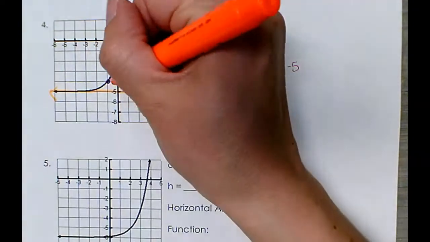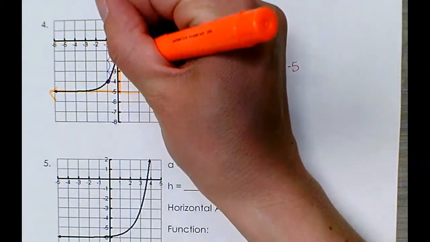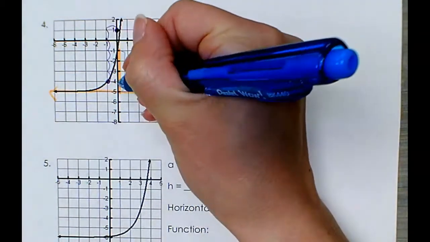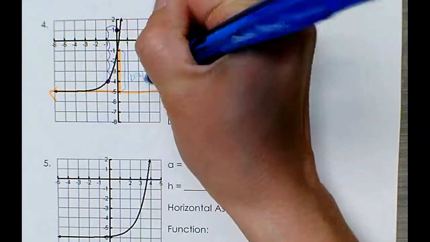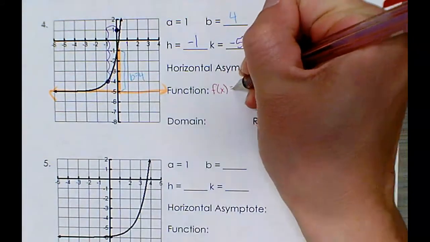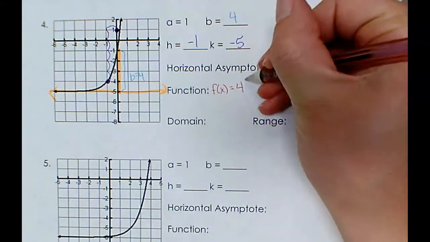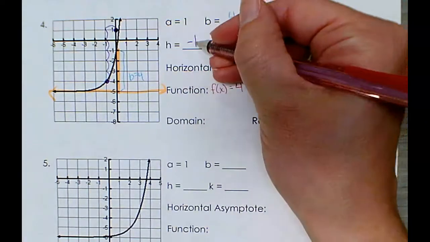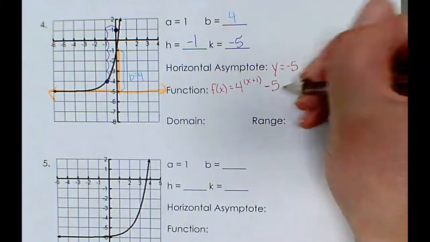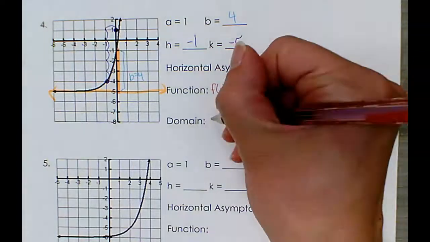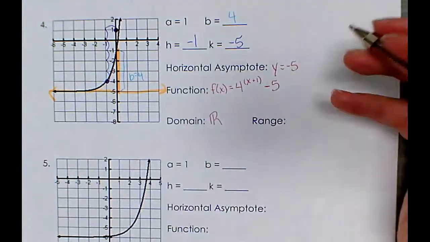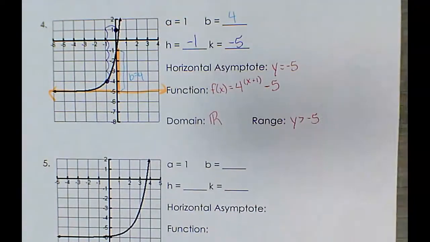That next 1 over, that distance from the asymptote to the graph, that's my b value. It's quite a large b value this time. 1, 2, 3, 4. b equals 4. So I'm going to write the function. f of x equals my base of 4 to the power of x with the opposite of h, so that would be plus 1, and then plus k, so plus a -5. The domain of all exponential functions is all real numbers. The range is everything above this asymptote of -5, so y is greater than -5.